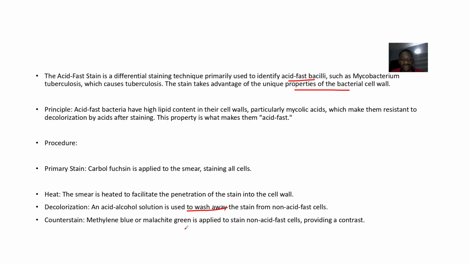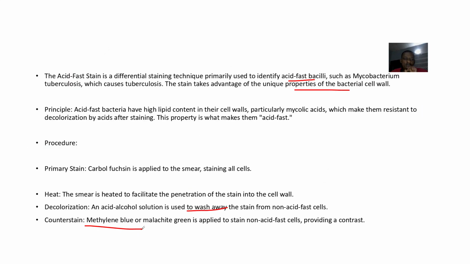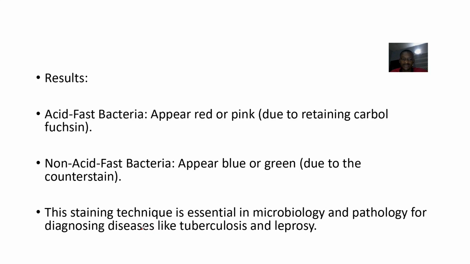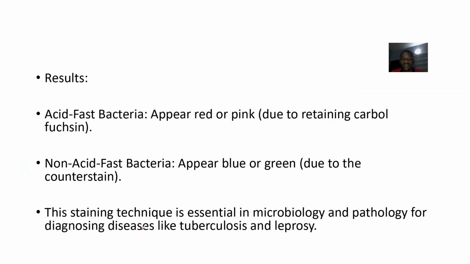Then lastly, you now apply methylene blue or malachite green, right? You apply it to the smear, right? This one will provide a contrast. Okay. So results. Acid fast bacteria will be red or pink. Very simple. Right? Acid fast red or pink. Non-acid fast, sometimes they are blue, sometimes they are green.